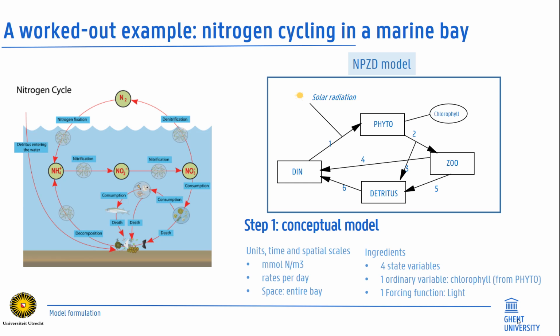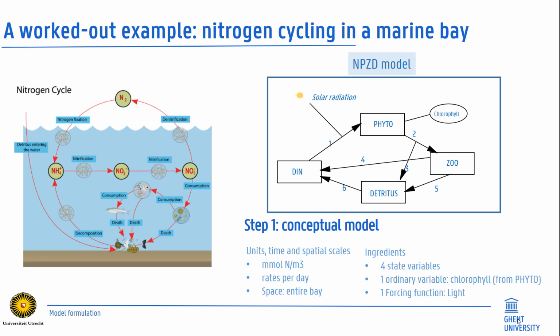We now go through an entirely worked out example. We chose nitrogen cycling in a marine bay. The nitrogen cycle is one of the most important biochemical cycles on Earth, both on land and in water. While it may be quite complex, involving many compartments and reactions, we will develop a simple cycling based on the following conceptual scheme.